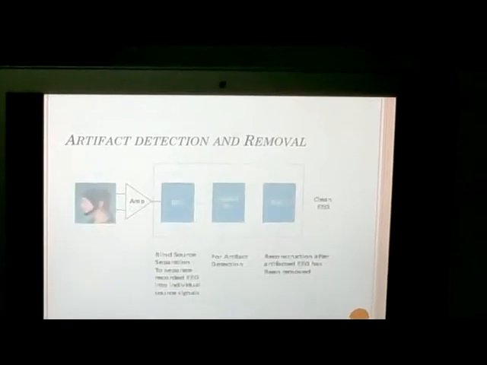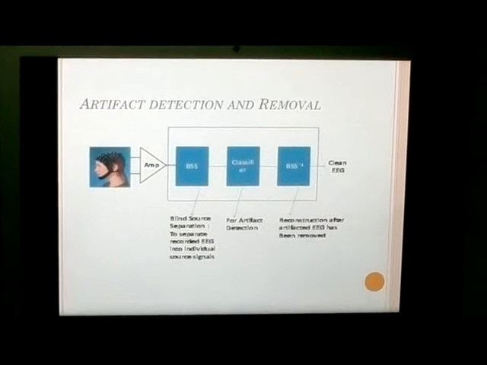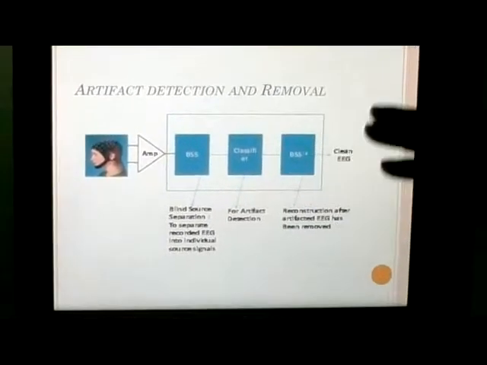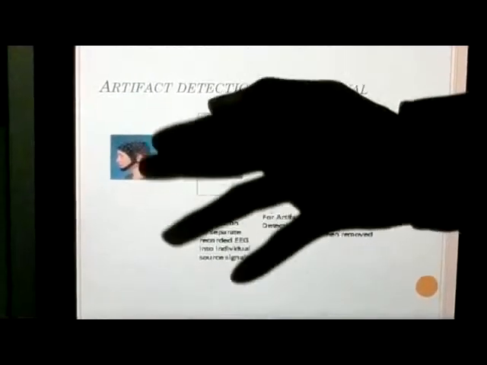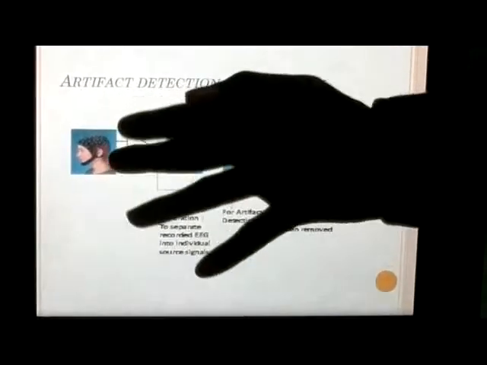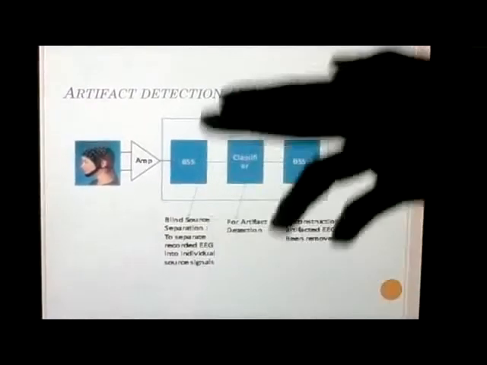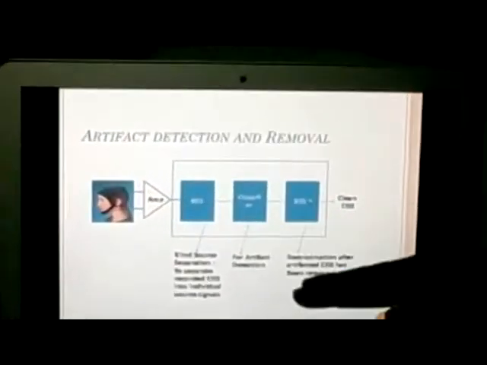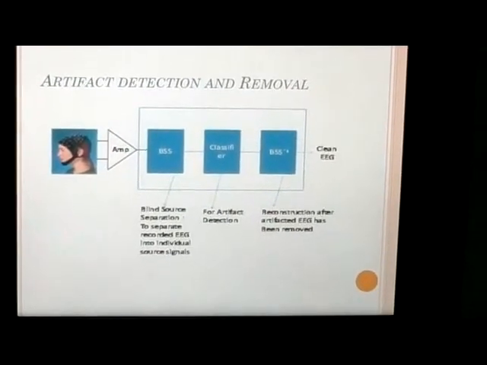Now, in this slide, based on the algorithm, I have designed one block diagram which states the types of work which need to be done so that we get a clean EEG. So basically, we have the specimen or the recording area from where we are getting the recorded signal. Then it goes via an amplifier. Then we have this BSS block, which is blind source separation. Then class in ER for artifact detection. Then we have BSS, and then we have the clean EEG.